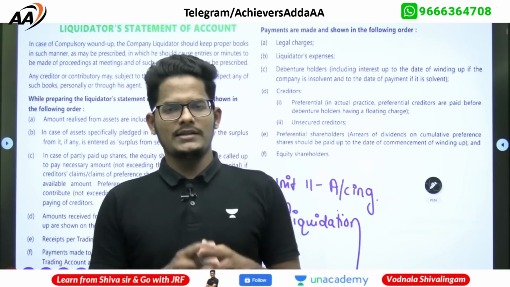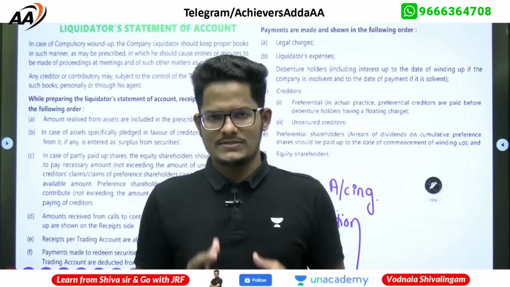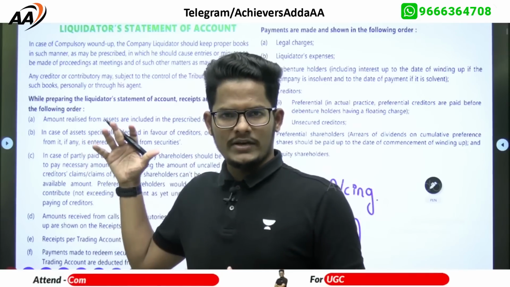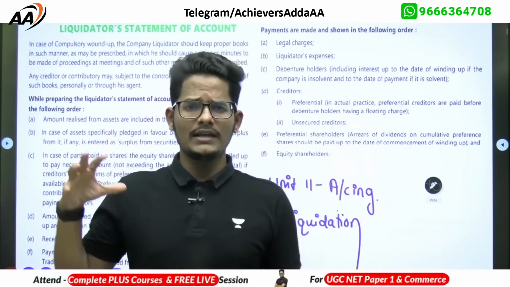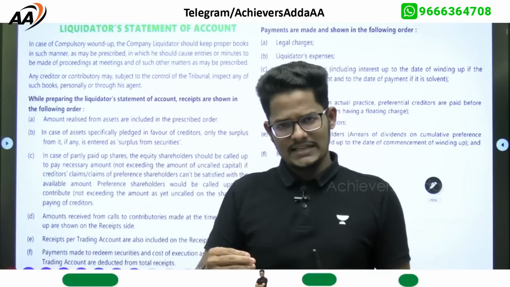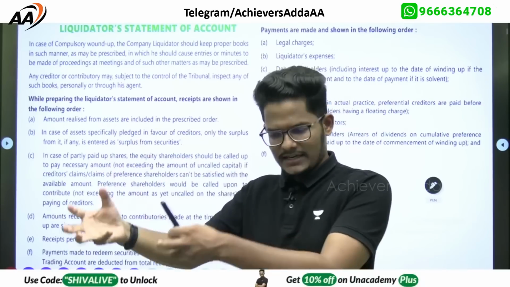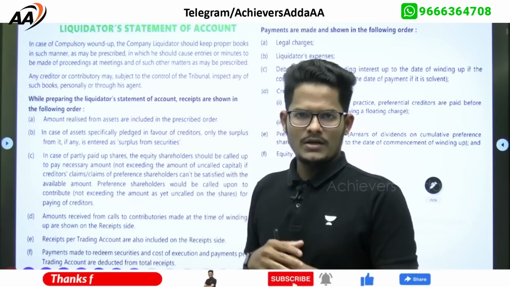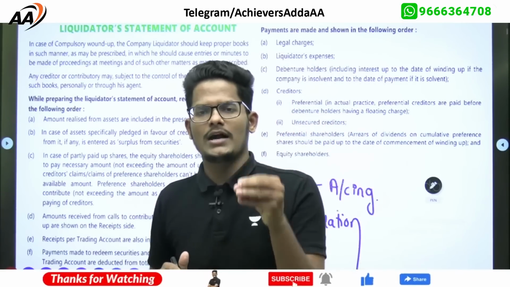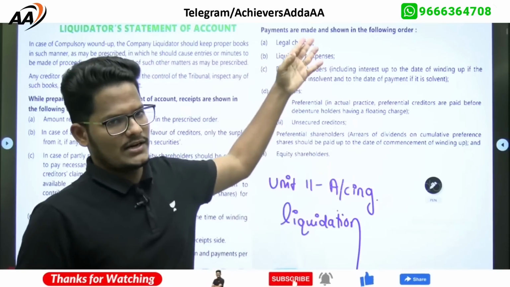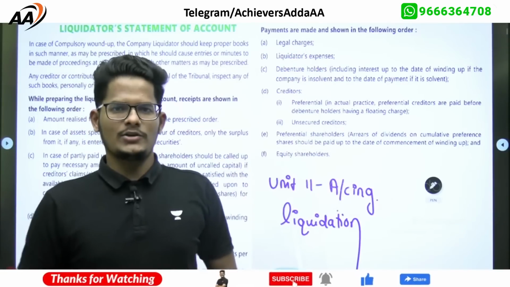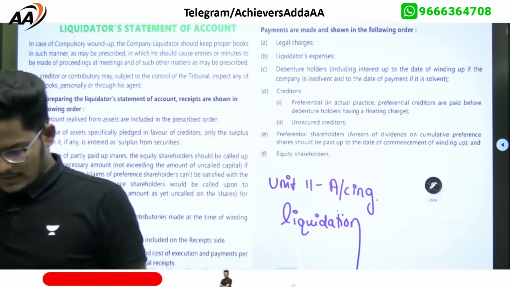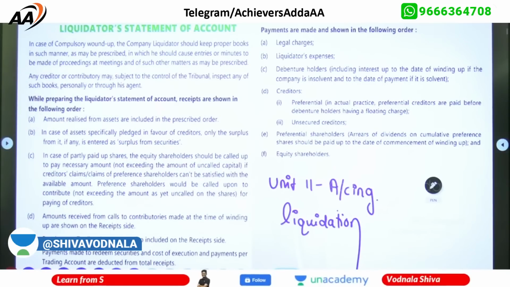So in this case, what does the liquidator have to do? He has to prepare the liquidator's account. In that account he needs to sell the assets. After selling the assets, he needs to get the amount. Once he gets the amount, he needs to pay the creditors in a sequential, priority order, as per the law only. How is he going to pay? Let us see, as per the provisions we need to understand.